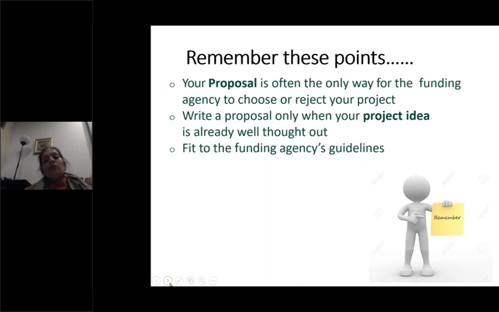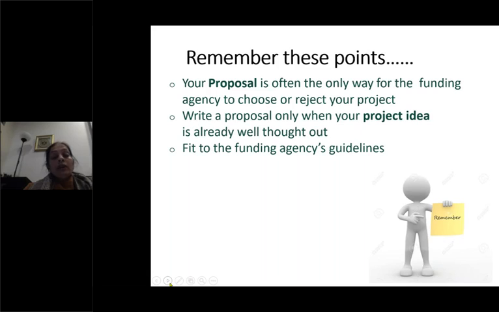Now, when you write, you should remember these points. Your proposal is often the only way for the funding agency to choose or reject the project. Almost all funding agencies first evaluate the proposal, and once it goes through the evaluation process, then they will call you for a presentation. So your face is your proposal. Initially they never call you for a presentation.